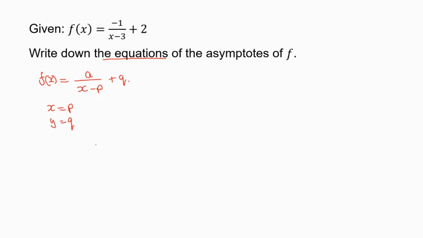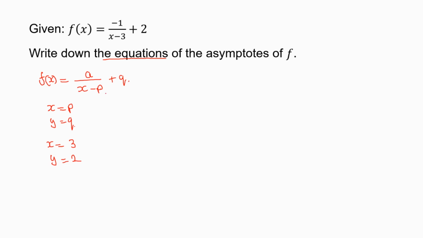Then please, the mistake that we make here is just writing the value of p and the value of q. They say write the equation, so don't just write 3 or write 2. So now let's answer the question: write down the equations of the asymptotes of f. It means it's going to be x is equal to 3, that is for the vertical asymptote, and then y is equal to 2 for the horizontal asymptote.